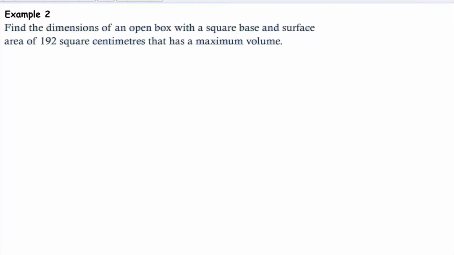Here's another example. Find the dimensions of an open box with a square base and surface area of 192 that has a maximum volume. So it's an open box, the base is a square, and the surface area is fixed at 192. So the first step is to sketch the situation.